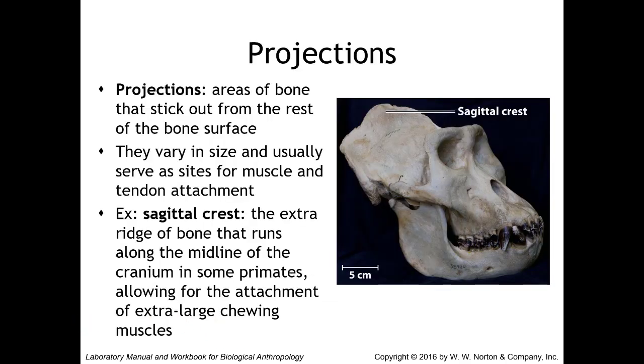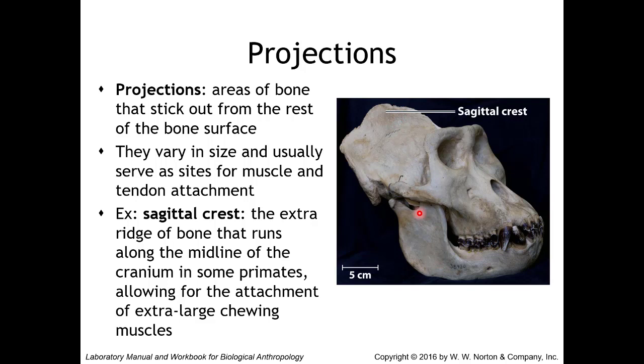So, projections. Projections are areas of bone that stick out from the rest of the bone surface. Right here we have this sagittal crest that we can see. Projections will vary in size and usually serve as sites for muscle and tendon attachment. So here is a sagittal crest on this male gorilla, right? It's an extra ridge of bone that runs along the midline of the cranium of some primates, and it allows the attachment of extra large chewing muscles.